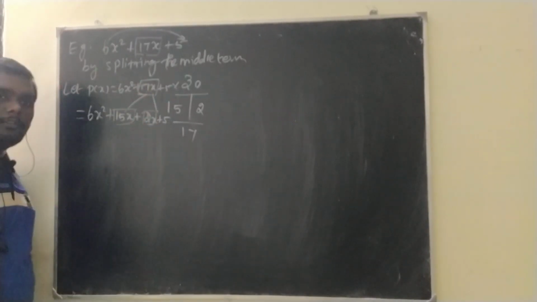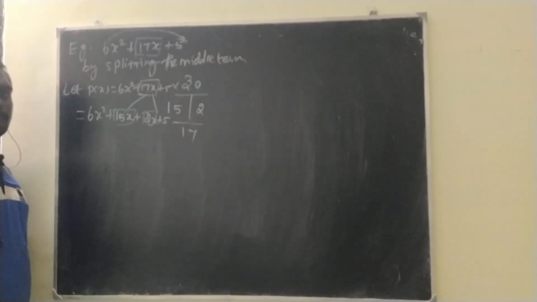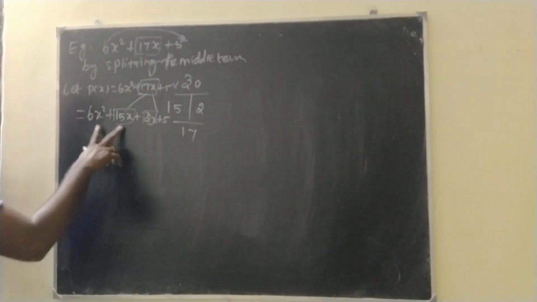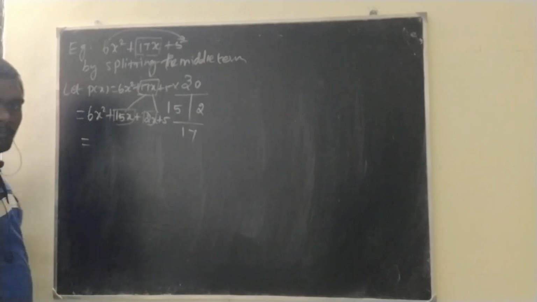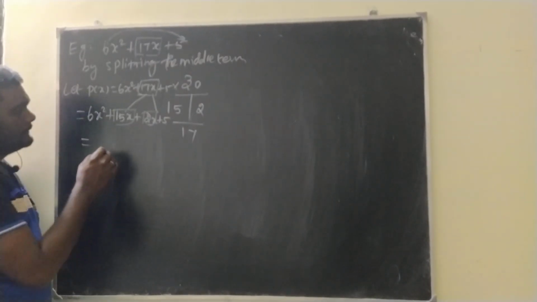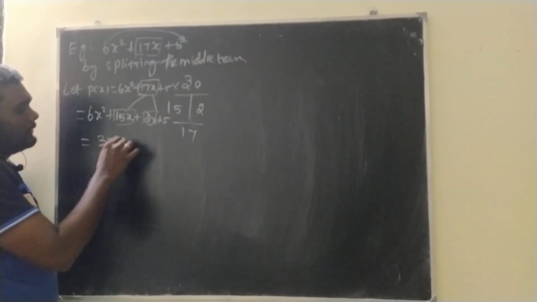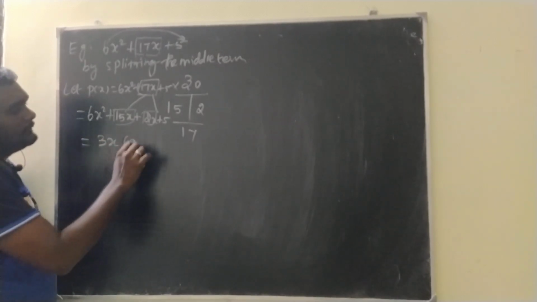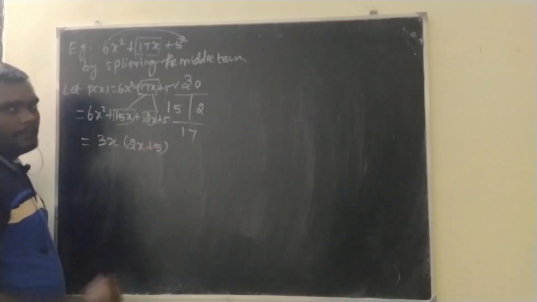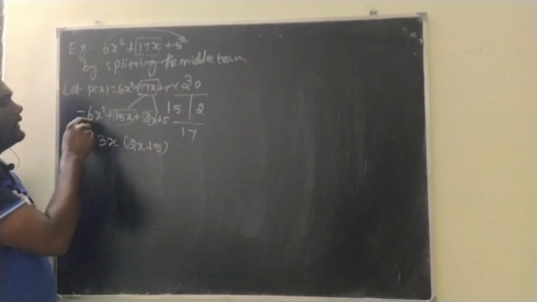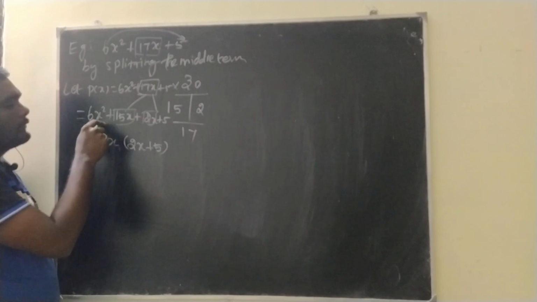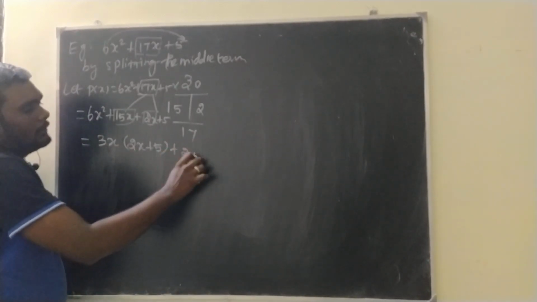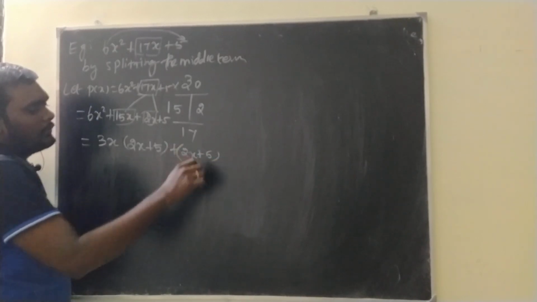Can you see the difference? That 17x is split into 2. And then we should try to group things. From the first two terms, anything common can be taken out. 3x we can take out. If you take out 3x, then we have 2x plus 5. Here, 3 has been taken out from 6 means 2, and x from x square means x, so 2x plus 5. Plus 2x plus 5. Now how many terms are you seeing?